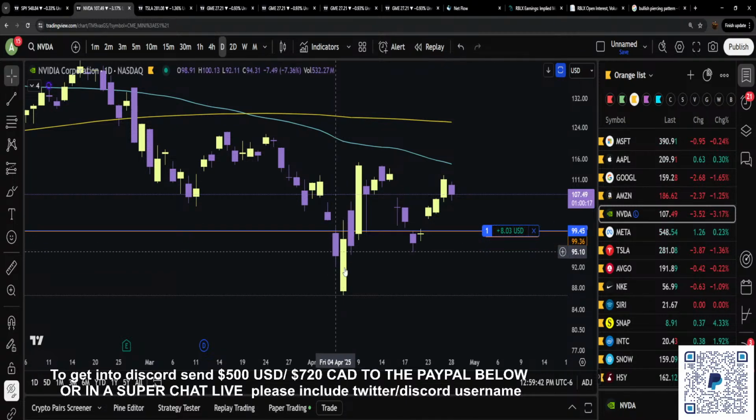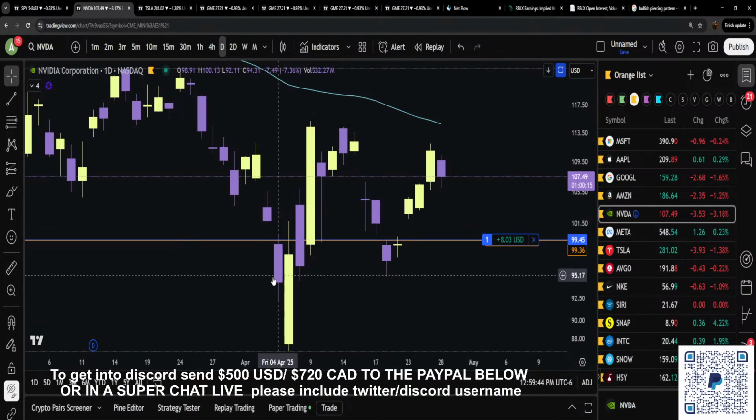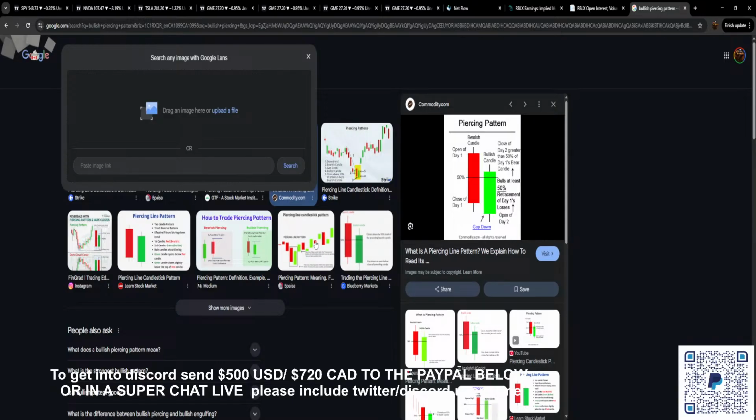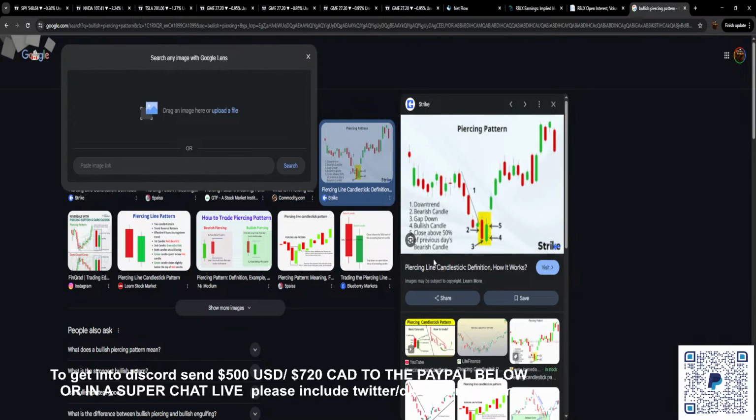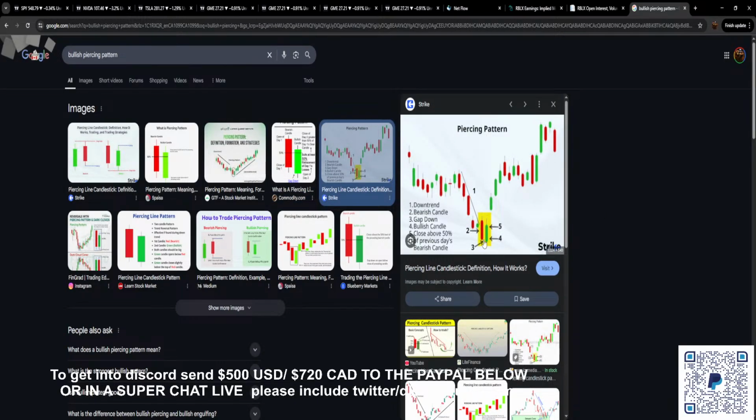But not only does it close green, it closes over 50% of that prior day candle. So it almost looks like a bullish engulfing, but you don't quite entirely cover the prior body candle. When it closes above that 50% threshold, it is said to be a bullish piercing candle. These bullish piercing candles offer reversal formations. You can see in the image here, it starts on a gap down, closes green above 50% of the prior day candle, and then look at the reversal that takes place afterwards.